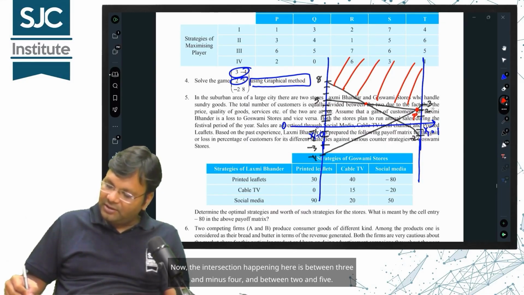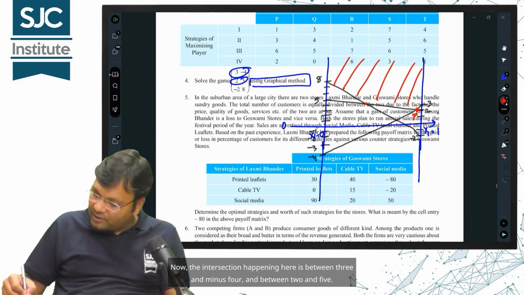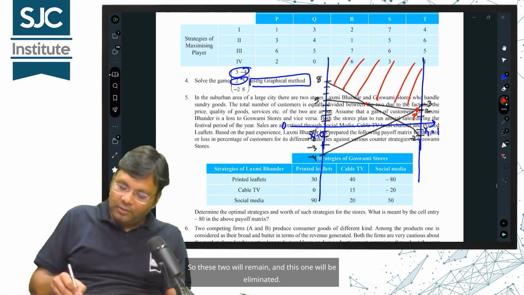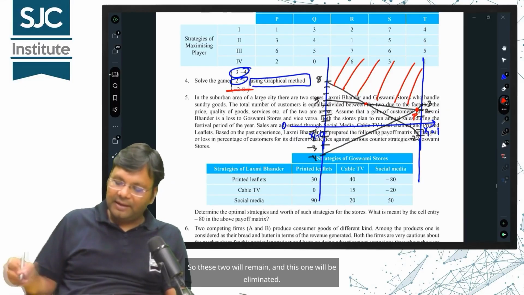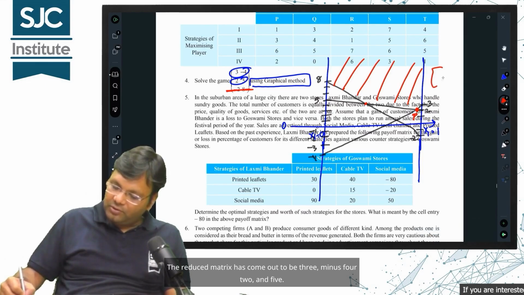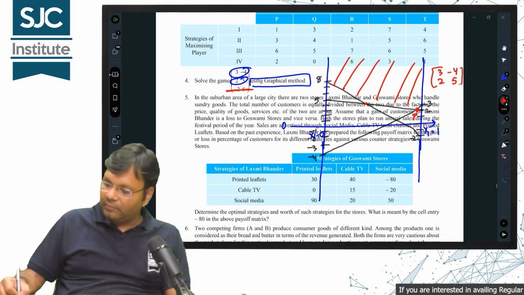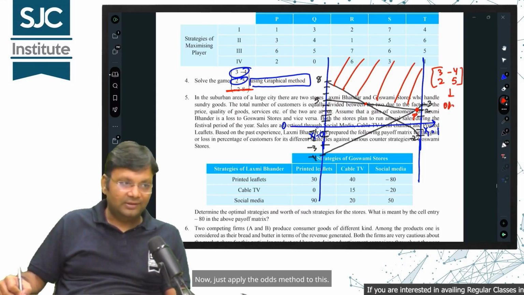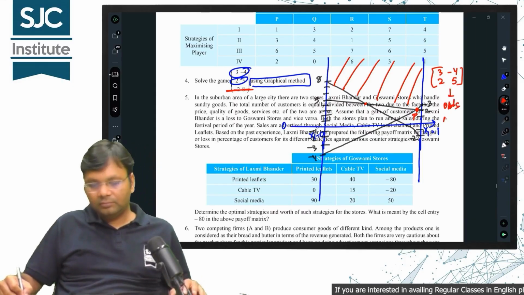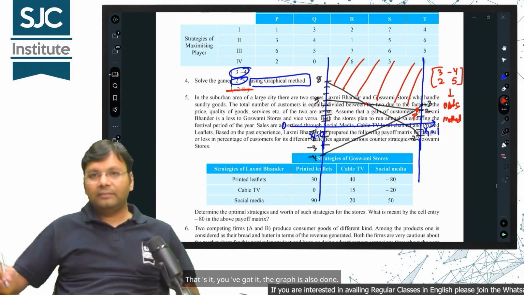Now, the intersection happening here is between 3 and minus 4 and between 2 and 5. So these two will remain and this one will be eliminated. So what does the reduced matrix become now? The reduced matrix has come out to be 3, minus 4, 2 and 5. Now just apply the odds method to this. That's it, you've got it. The graph is also done.